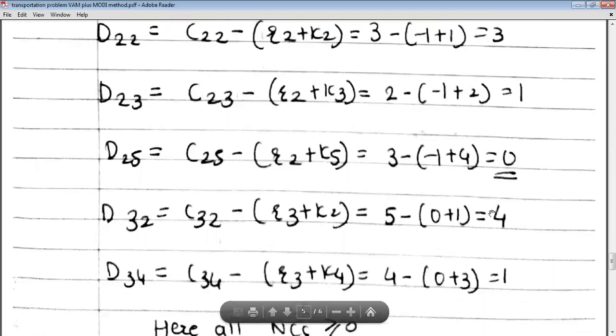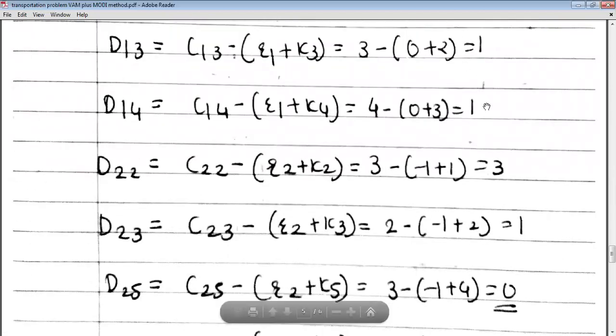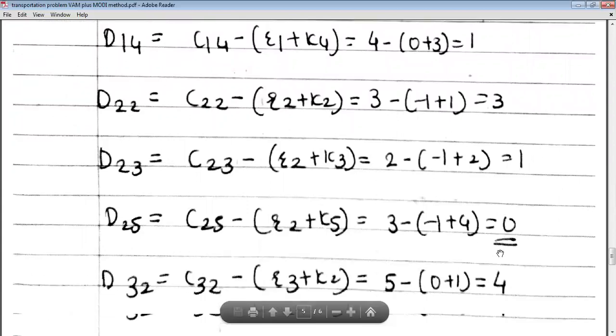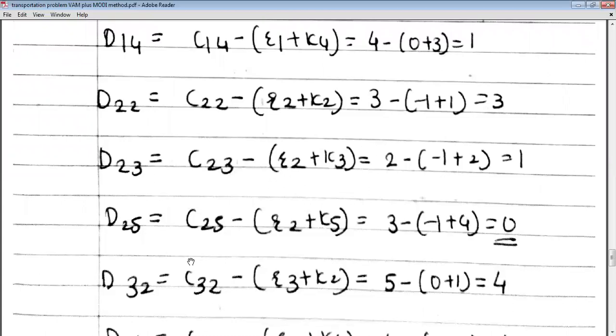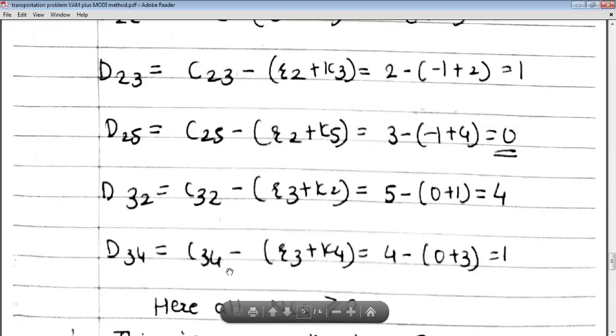Now we have to check the last column. If all NCCs are greater than or equal to 0, the solution is optimal. If all NCCs are less than or equal to 0, then the optimal solution is not reached. If all values are greater than 0, then the optimal solution is reached. But in case all the values are positive but at least one value is 0, then an alternate solution exists. So this is our case number 3 where all values are positive, optimal solution is reached, but one value is 0, so we have to find the alternate solution.